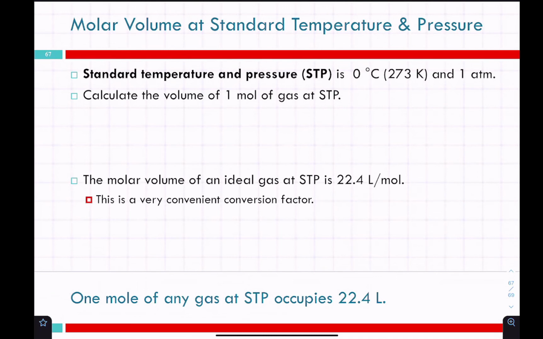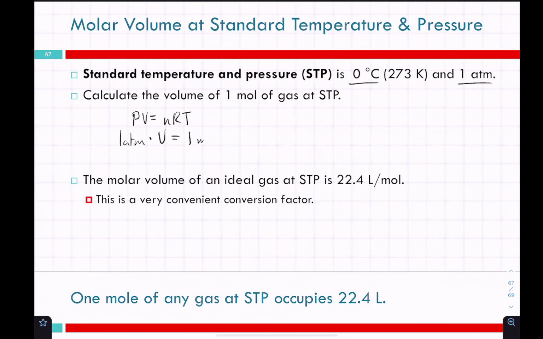So this is 0 degrees C, that's the standard temperature. The standard pressure is 1 atmosphere. Always. So we can calculate the volume of 1 mole of gas at STP. Using PV equals nRT, standard pressure is 1 atmosphere, and volume is what we're going to calculate now.